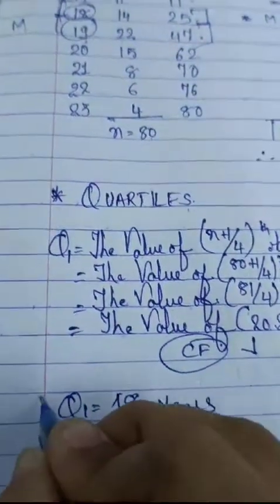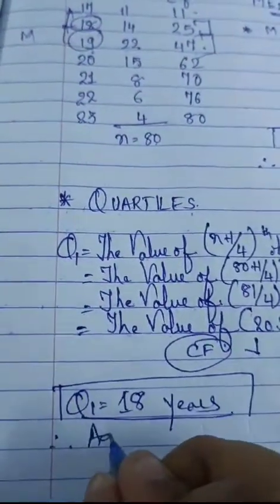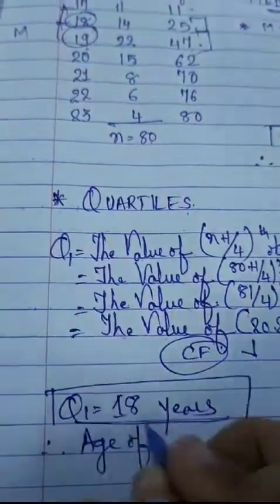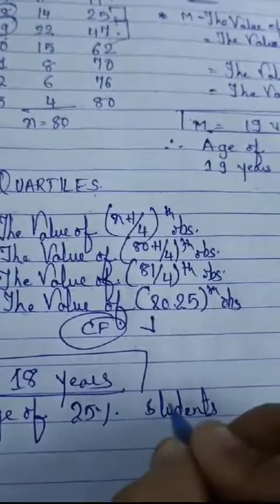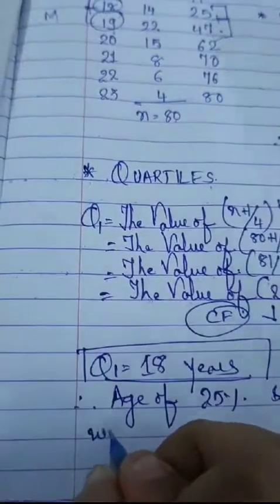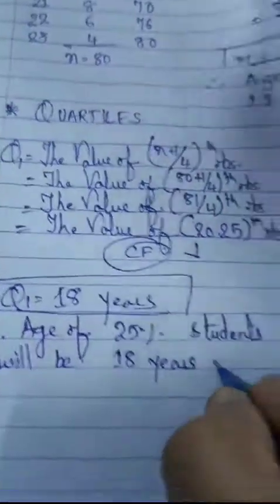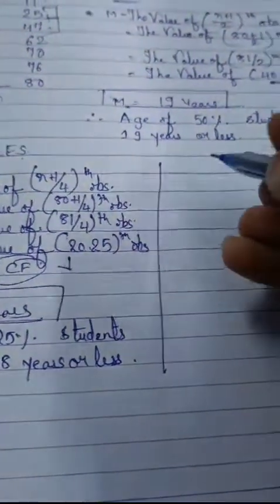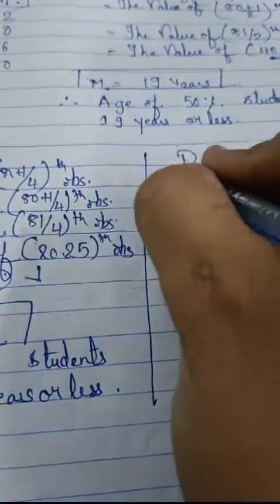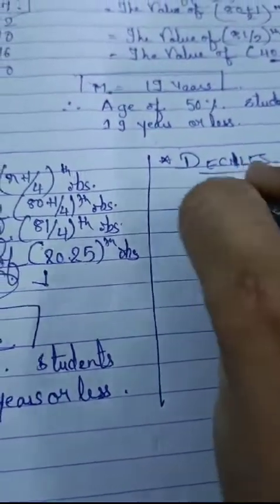18 years. They said to interpret also. Therefore, age of Q1 means 25%. Age of 25% students will be 18 years or less. Okay, after that they have said what? D4 means deciles. Okay, D4.